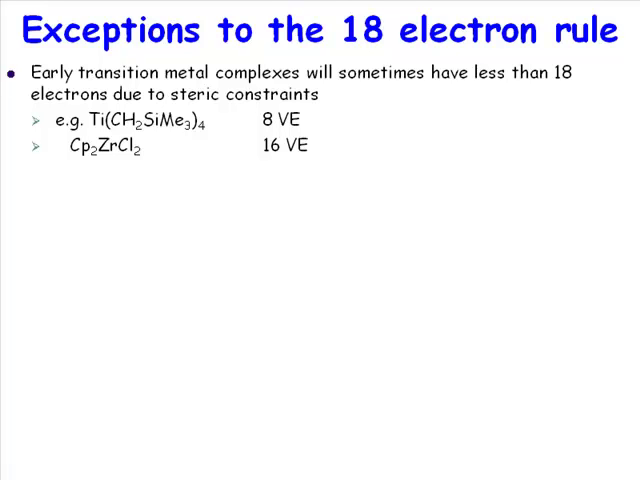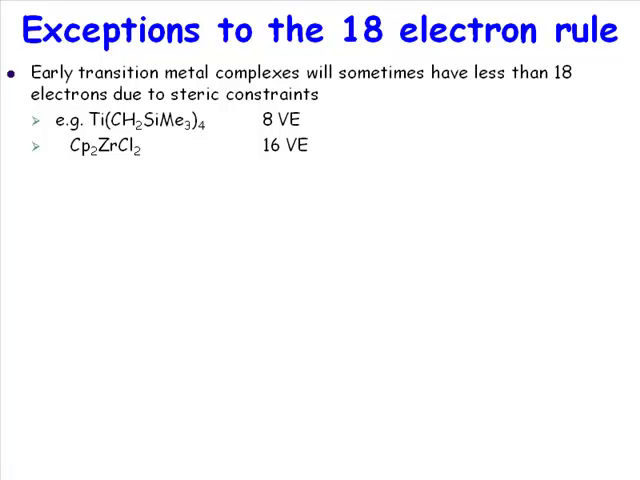Now, I hate this slide. I really hate this slide because here I spent the last 40 minutes telling you that the 18 electron rule was wonderful. And indeed it is wonderful. The problem with it is that there are one or two exceptions. And those exceptions fortunately come into two main classes. The first of those classes are very early transition metal complexes of ligands that don't donate many electrons.